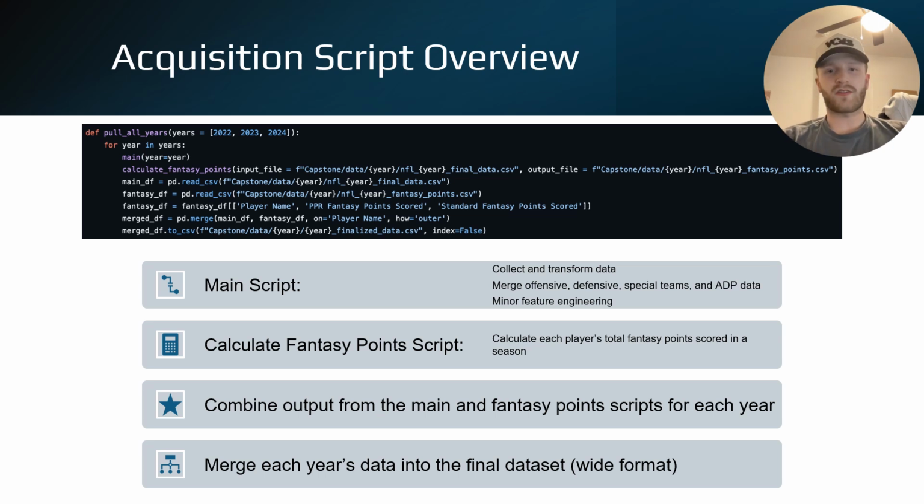An example to illustrate this is that we will have a column for each 2022, 2023, and 2024 passing yards, rather than a row for each.